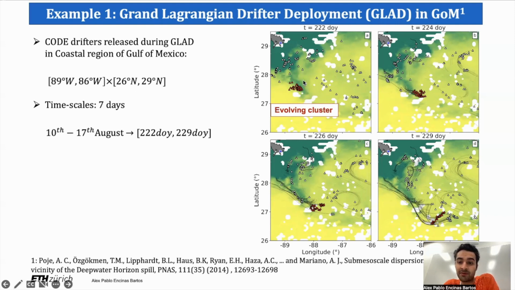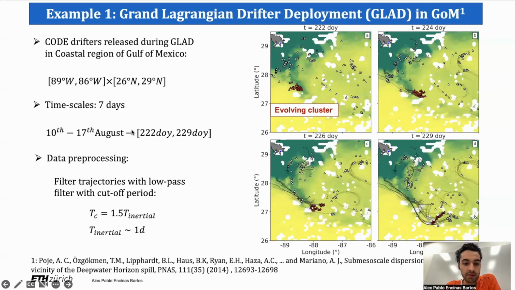And in fact, this patch of drifters has been frequently associated to an eddy. However, this eddy was generally not clearly observed from satellite altimetry data. Of course, we need to do some data pre-processing. So the drifter trajectories were filtered using this low-pass filter. This is a standard pre-processing technique for drifter trajectories, which has also been used in several other papers which use the Global Drifter Program. Now, this is not the Global Drifter Program, but we still use the same pre-processing techniques to be consistent.